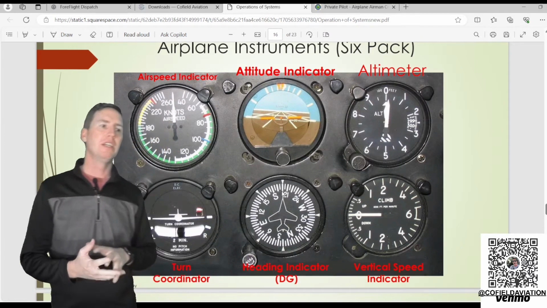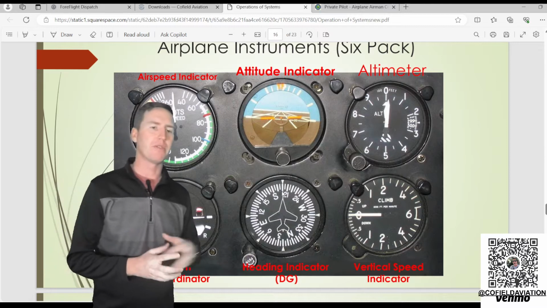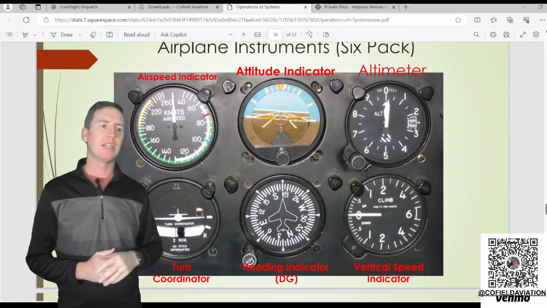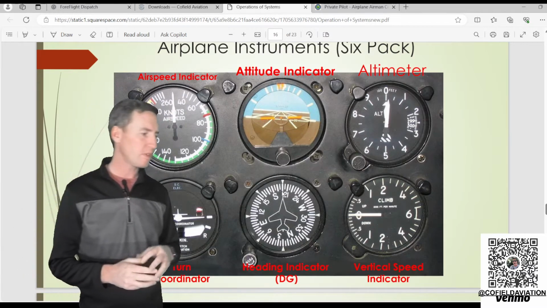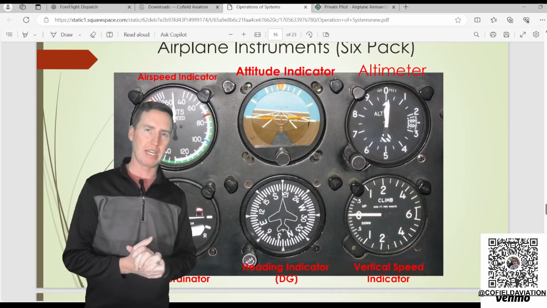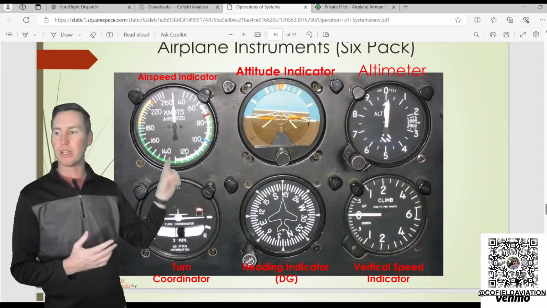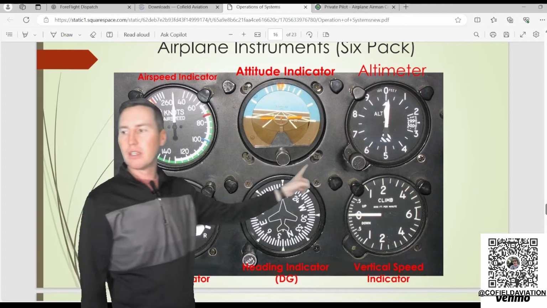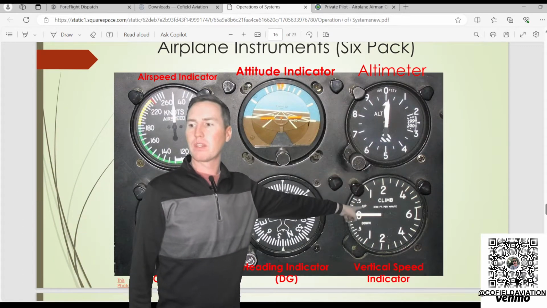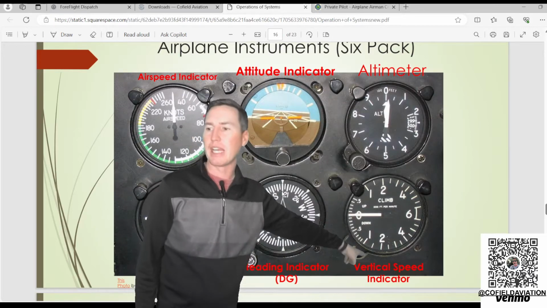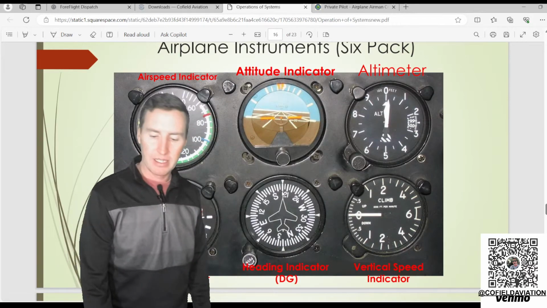Okay, so it's one of the required inspection items of the 91.411 if it's for IFR, is every 24 calendar months a Pitot-static inspection. So the Pitot-static instruments are composed of the airspeed indicator, the altimeter, and the vertical speed indicator. Those are your Pitot-static instruments.